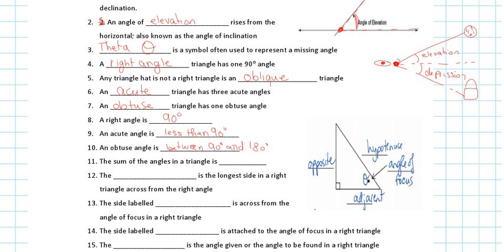Now, the sum of the angles in a triangle is 180, right? So no matter what the triangle looks like, when I add all three interior angles of the triangle, they're all going to add up to 180 degrees.